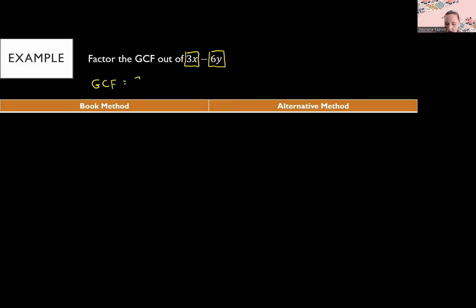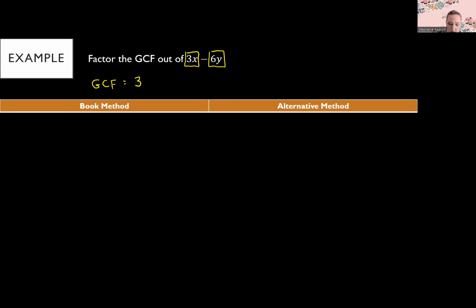So your greatest common factor has a 3, and then you look at the variables. They have to have something in common. There's an X in one of them, but not in the other one. There's a Y in one, but not in the other one. So they don't have any variables in common, and your greatest common factor is just a number. It doesn't include any variables. So our greatest common factor is just 3.